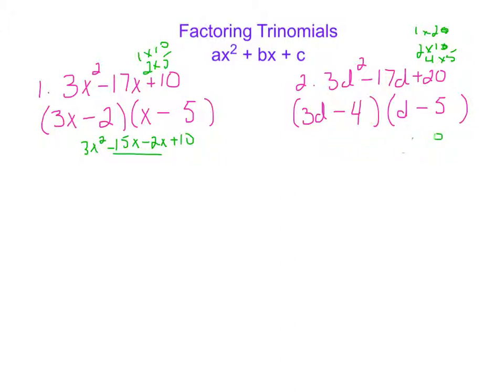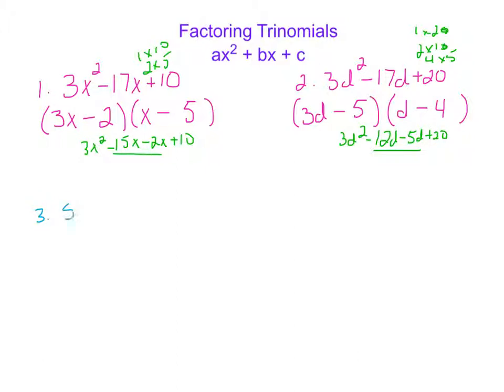So now I have to go back. Okay. All right, let me try flipping these. I'm going to try minus 5 and minus 4. All right, if I FOIL to check, I get 3d squared minus 12d minus 5d plus 20. And if I combine my two in the middle, I do get a minus 17d. So my answer is correct now. All right, let's try another one.